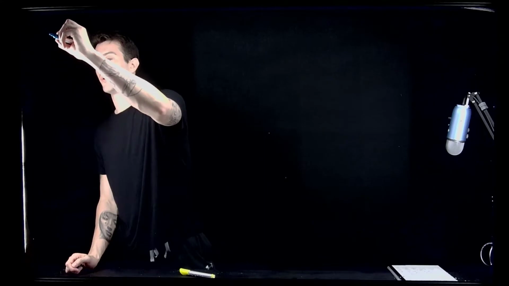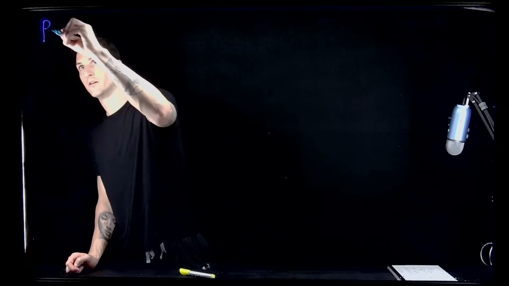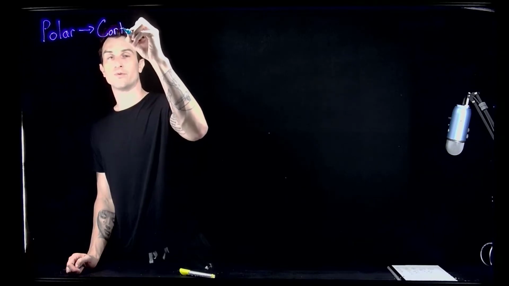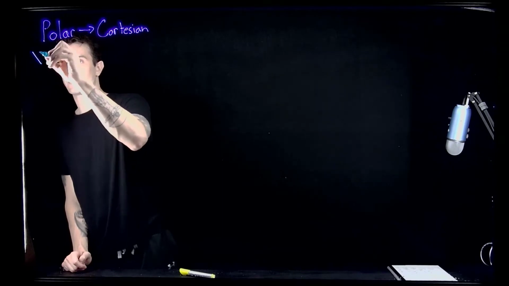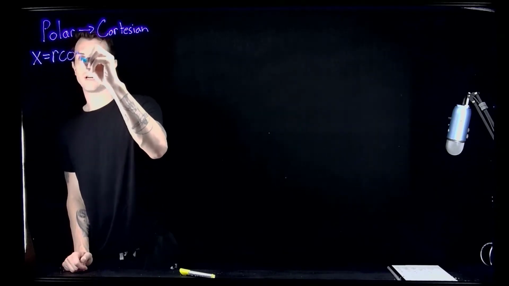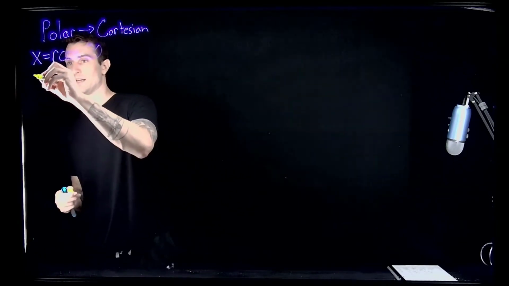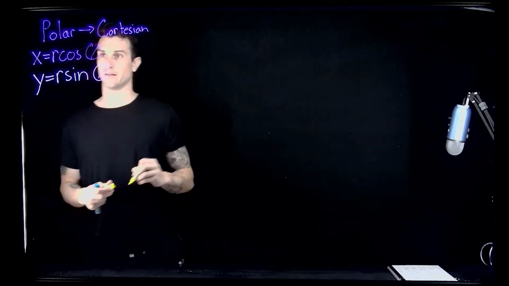Jumping back into the same type of problems that we were just doing, but I'm going to remind us of what we need to translate. Again, we're going from polar to Cartesian. All right, that's what we're doing here first before we go the other direction. And as a reminder, x is equal to r cosine of theta, and y is equal to r sine of theta.